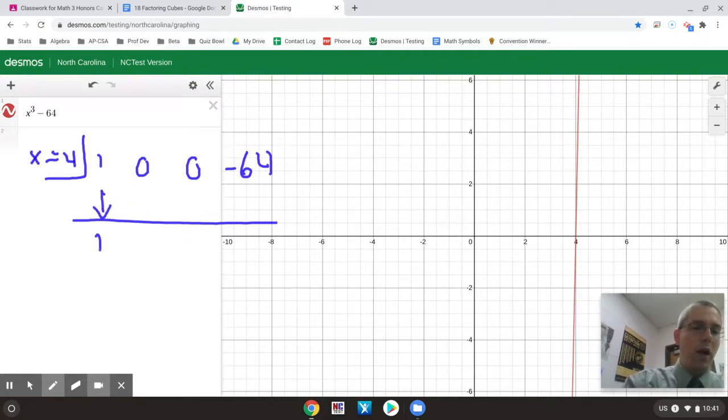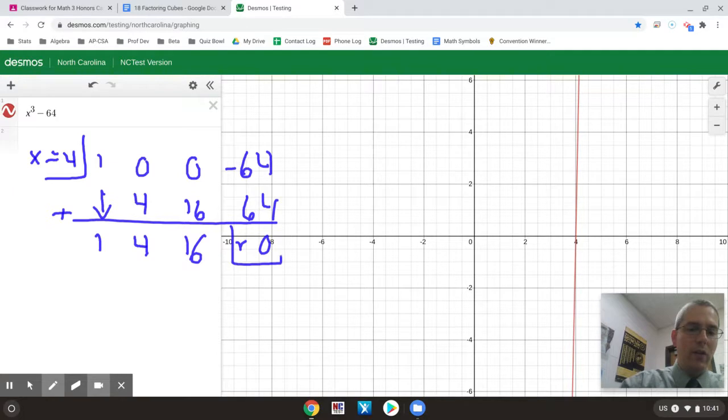Multiply the number on the bottom. 1 times 4 is 4. And then I'm adding these numbers up. If you need a refresher, you can look at our synthetic division video from a couple days ago, and that'll help. 4 times 4 is 16. Added up is 16. 16 times 4 is 64. Added up is 0. Now it's a good thing this remainder is 0, because this remainder 0 means x equals 4 really is a solution.